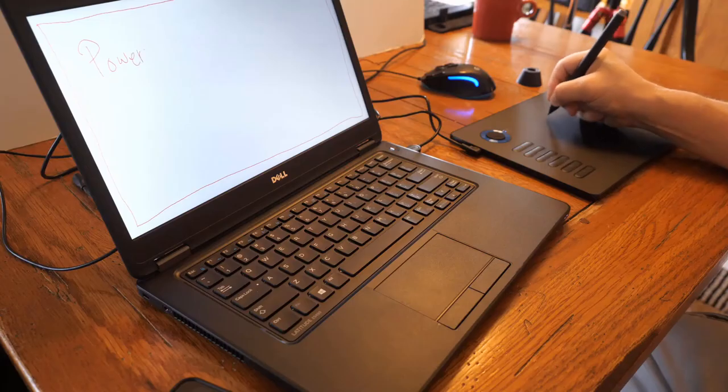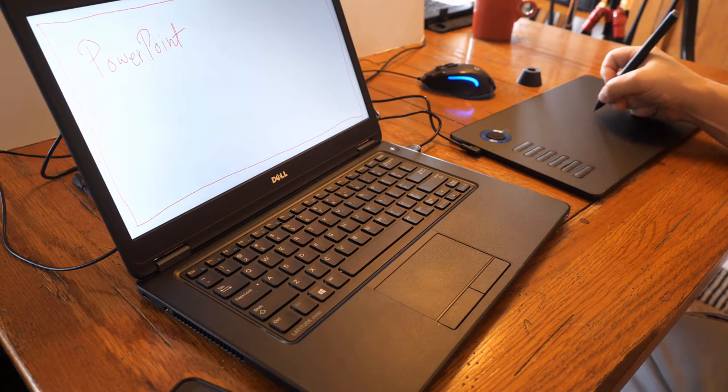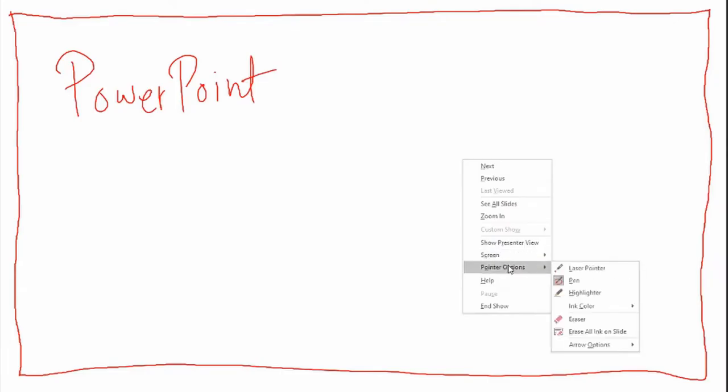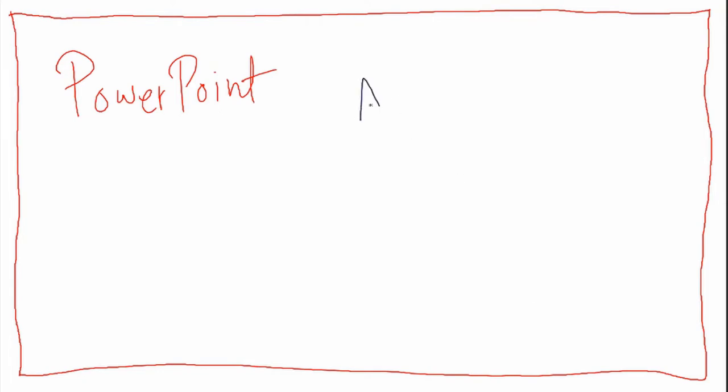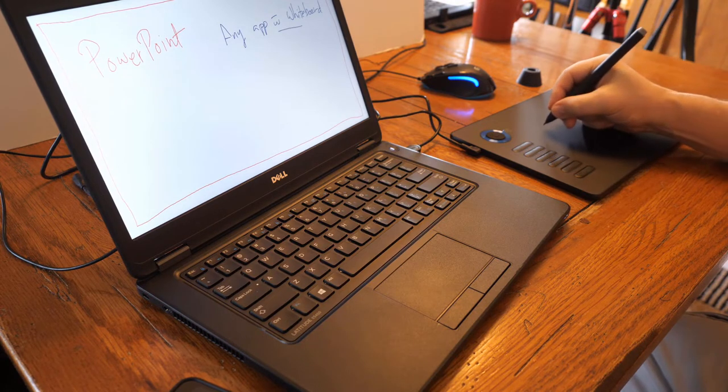Here I'm using PowerPoint. I'm in presenter mode, and I just turned on the pen, which, if you're in presentation mode, you just right click, go to pointer options, pull up the pen. You can change the color. But this will work in any application that has a white screen. So PowerPoint was just convenient.